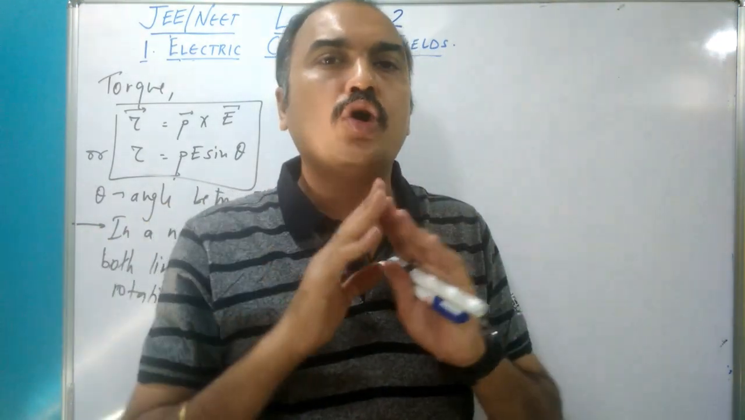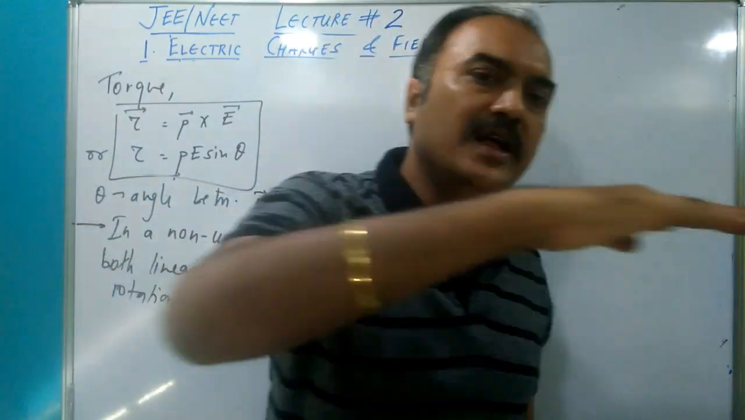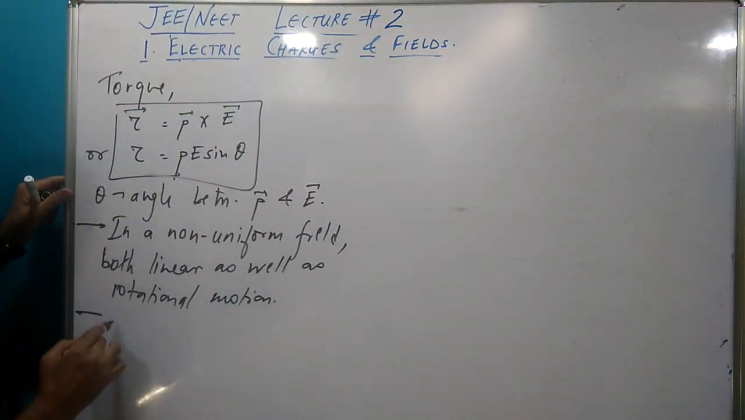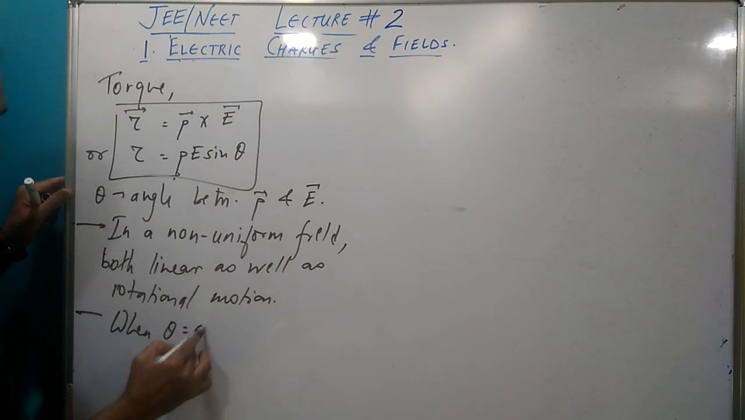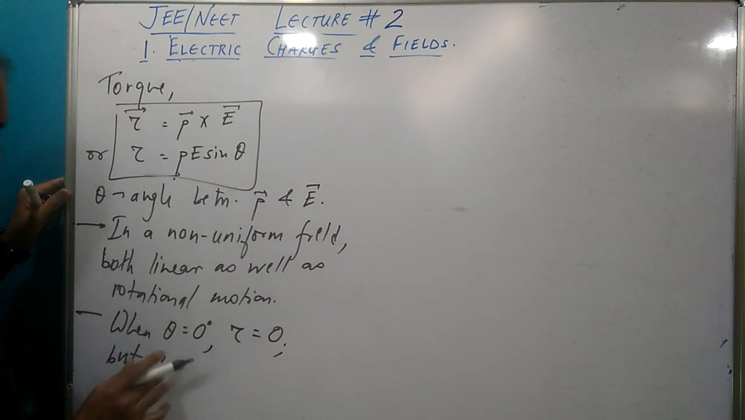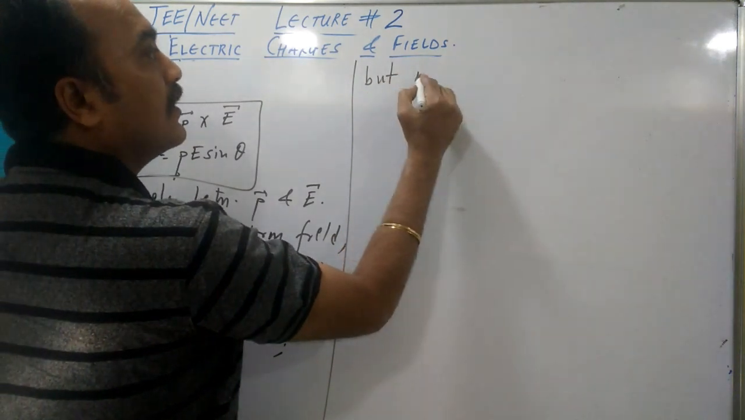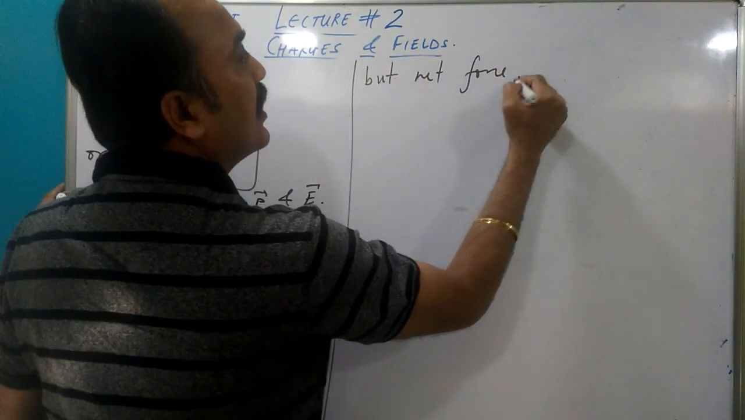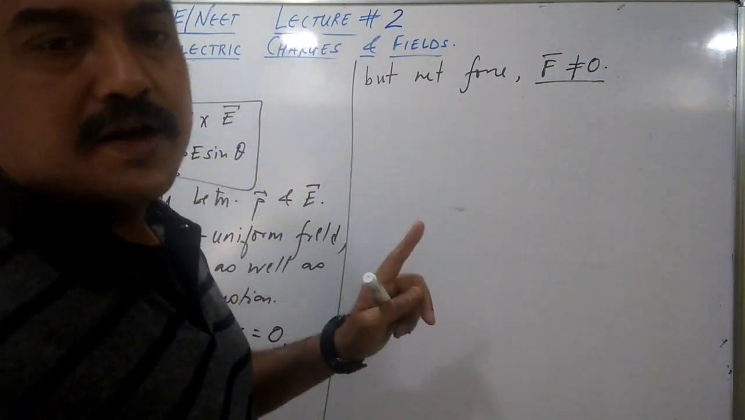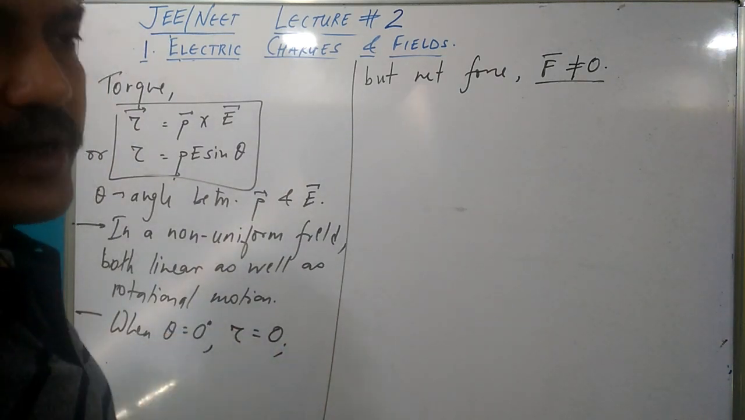At that point of time, torque becomes zero, but due to unequal forces on both sides, the linear motion will continue. So when aligned, when theta is 0 degree, then torque also is 0, but net force F bar is not 0. So the dipole continues to move in linear motion. Now this was axis, this was equator.